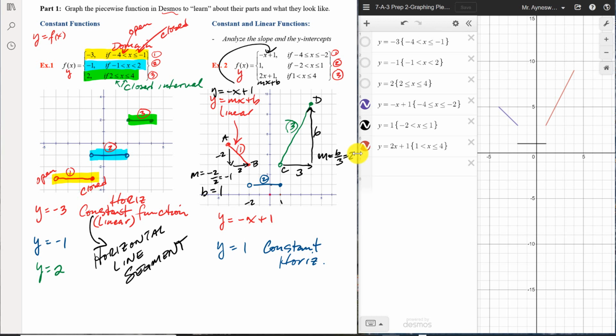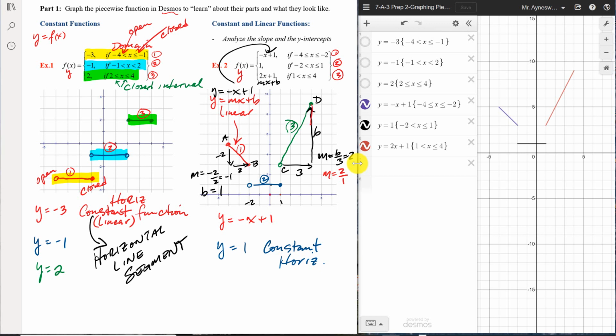Now, how do you get the y-intercept? Okay, so watch this. We're going to use the slope of 2, which is the same thing as 2 over 1. You can go up 2, right 1, or you can reverse it. You can go down 2, left 1.